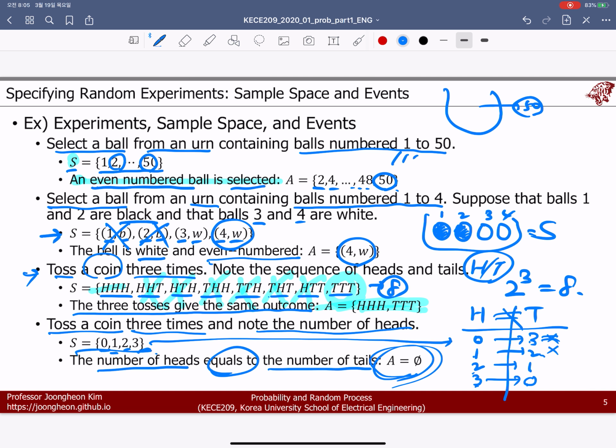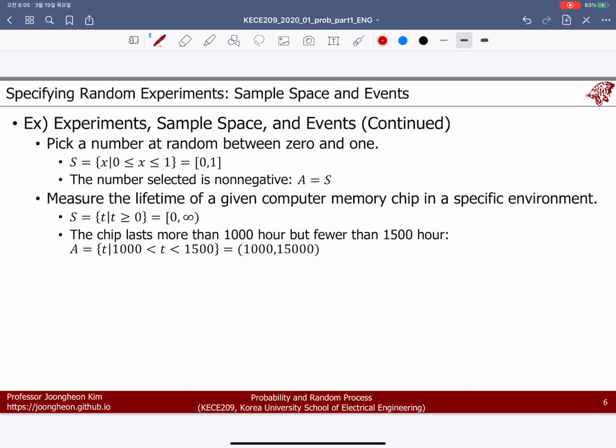So up to now, these are all the cases for the discrete case, because our sample spaces are all discrete values, right? From now on, we want to see the case where our sample space is continuous. So here we are talking about the continuous domain, okay? Here, pick a number at random. There's no restriction about integers or something like that. This is just a real number, a real number between 0 and 1.